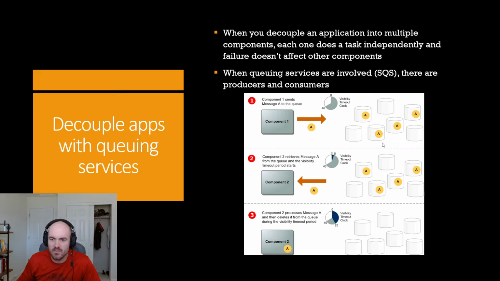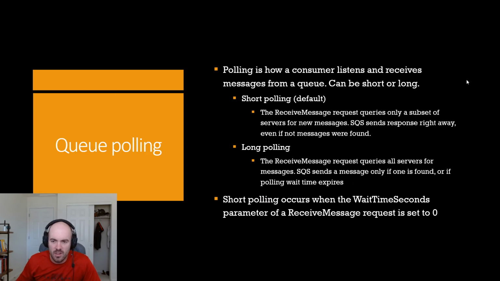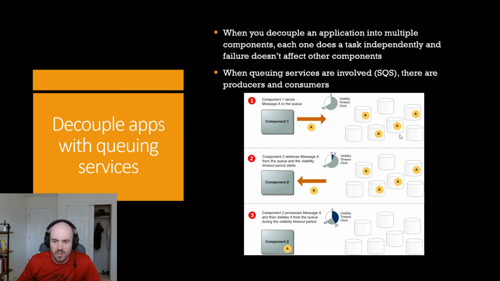So obviously one of the downfalls of that is that if this message is only put on these 3 servers, for example, then it may not find that message, okay? But long polling is going to send that receive message request to all servers for messages. And then SQS is only going to send a response if a message is found or if that polling wait time expires. Okay, so with long polling, instead of just polling these 4 servers, you're going to poll all of these servers, which is why it's called long, because it could take a little bit longer, especially if you've got a lot of consumers polling a lot of queues. Okay.